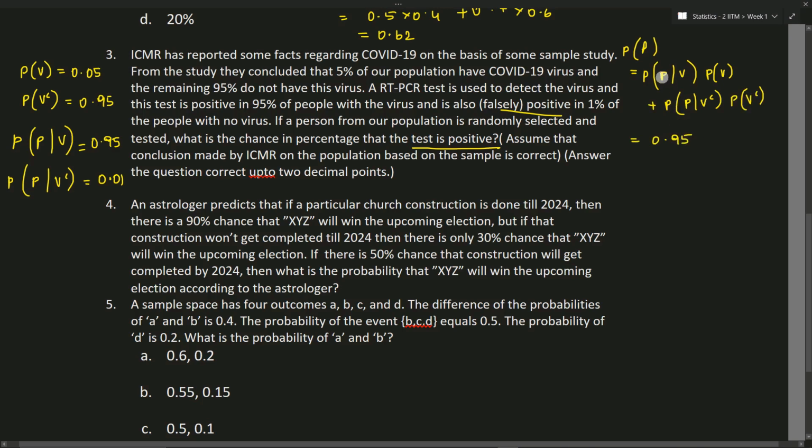So this is given by 0.95 multiplied by 0.05 plus 0.01 multiplied by 0.95. This is given as 0.057. This is the answer.